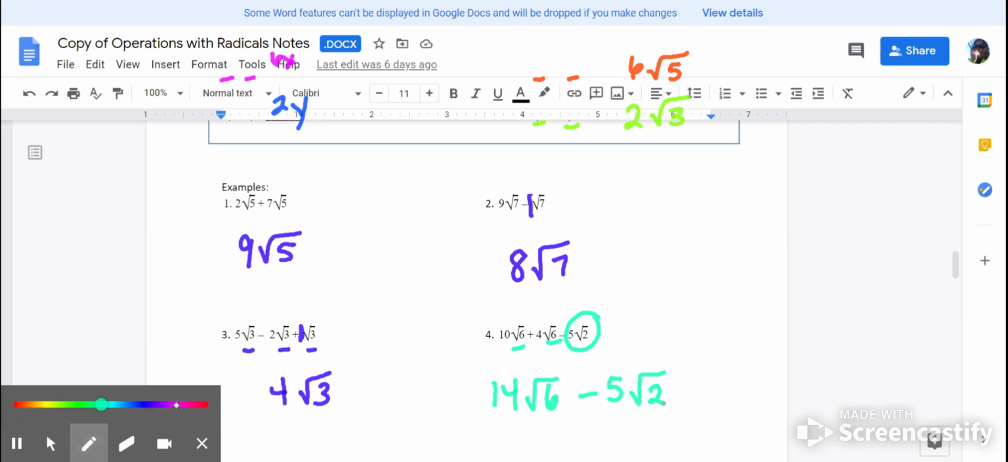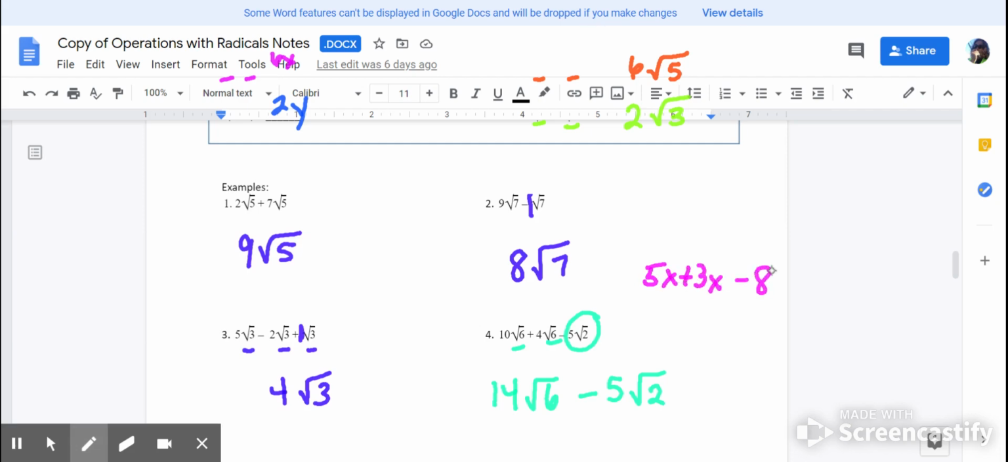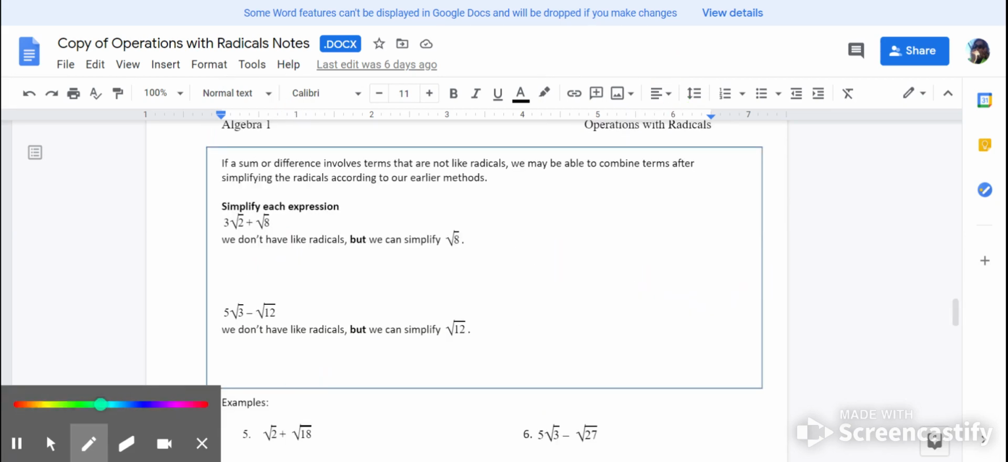This is very similar to if I had a problem like 5x plus 3x minus 8. I can only combine the like terms, so the 5x and the 3x would give me 8x, and I have nothing to combine with the constant, therefore it would stay the same. Well, what happens if our radicals are not the same? Sometimes we can simplify in order to make them the same. So I always want to check, if they're not the same, can I simplify in order to make them the same? So I noticed that square root of 2 and square root of 8 are definitely not the same.